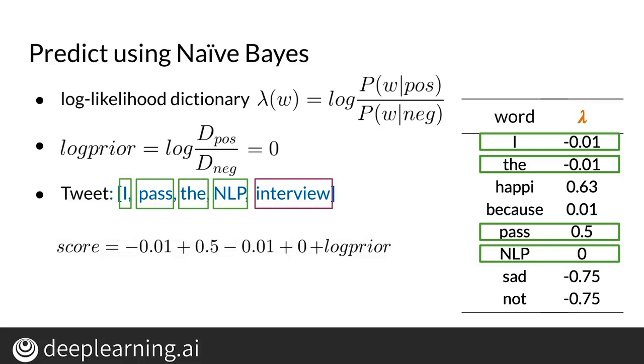Now you add the log prior to account for the balance or imbalance of the classes in the dataset. So this score sums up to 0.48. Remember, if this score is bigger than 0, then this tweet has a positive sentiment. So yes, in your model and in real life, passing the NLP interview is a very positive thing. You just predicted the sentiment of a new tweet, and that's awesome.